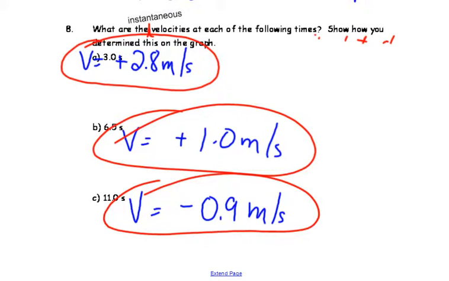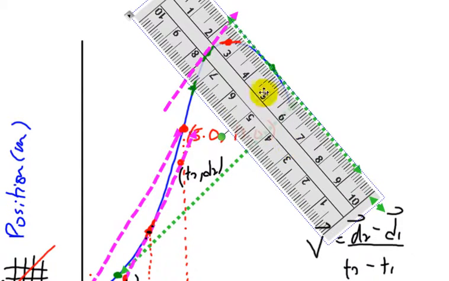Okay, so that's how you figure out the instantaneous velocity, the velocity at a particular point. It's not simply finding the point and taking the d over t value. You have to actually figure out the slope of a tangent line going through that point. Okay.